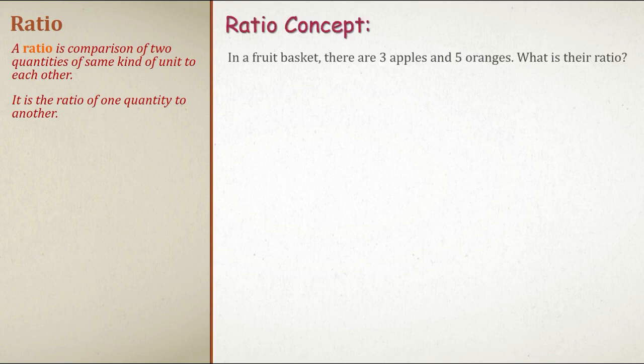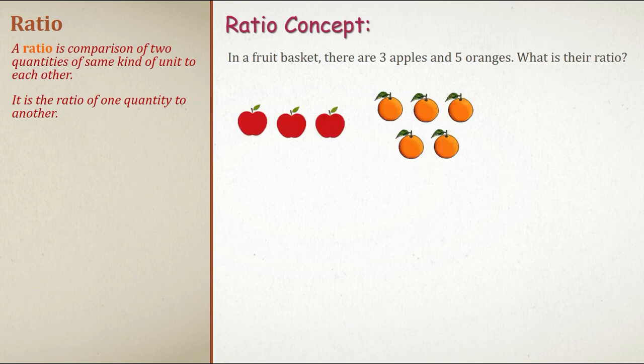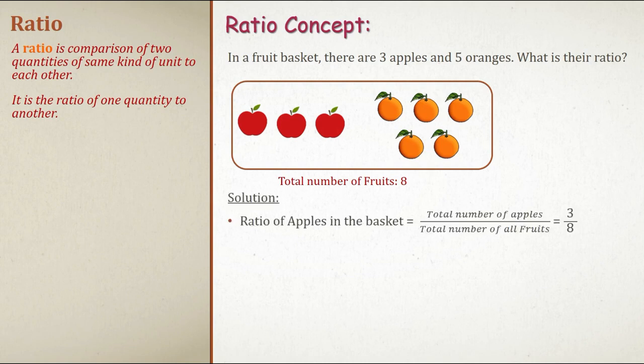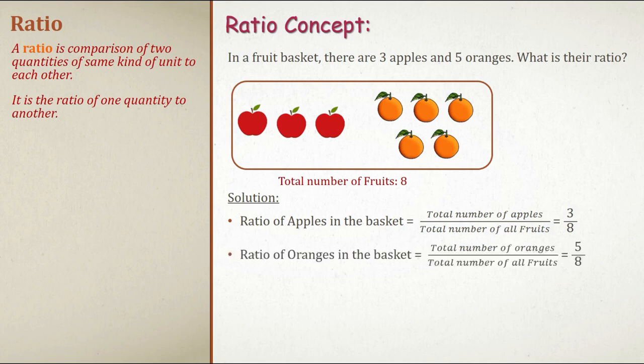Let's take an example. In a fruit basket, there are 3 apples and 5 oranges. What is their ratio, right? So there are 3 apples, 5 oranges, total number of fruits is 8. So ratio of apples in the basket will be total number of apples, which is 3, divided by total number of all fruits. So total number of fruits is 8. So ratio will be 3 by 8 and ratio of oranges will be 5 by 8.